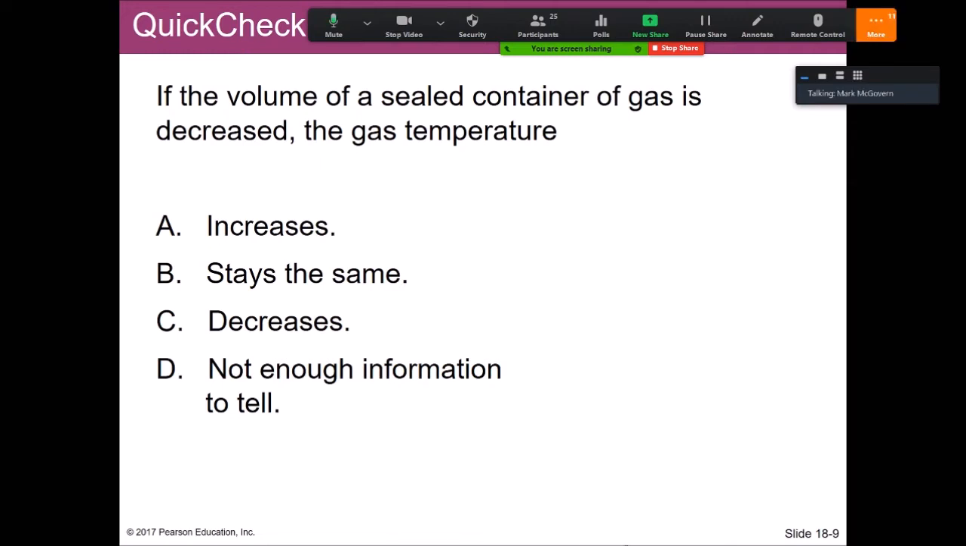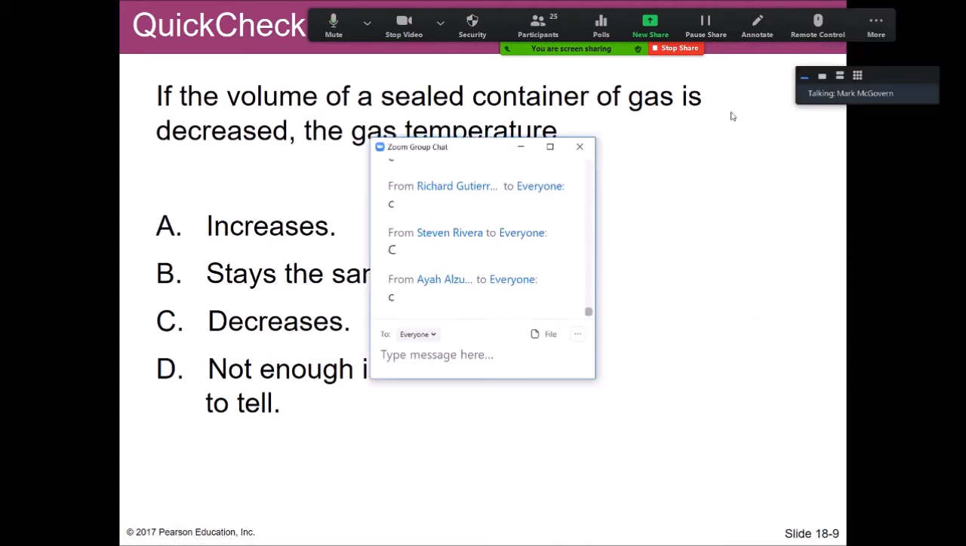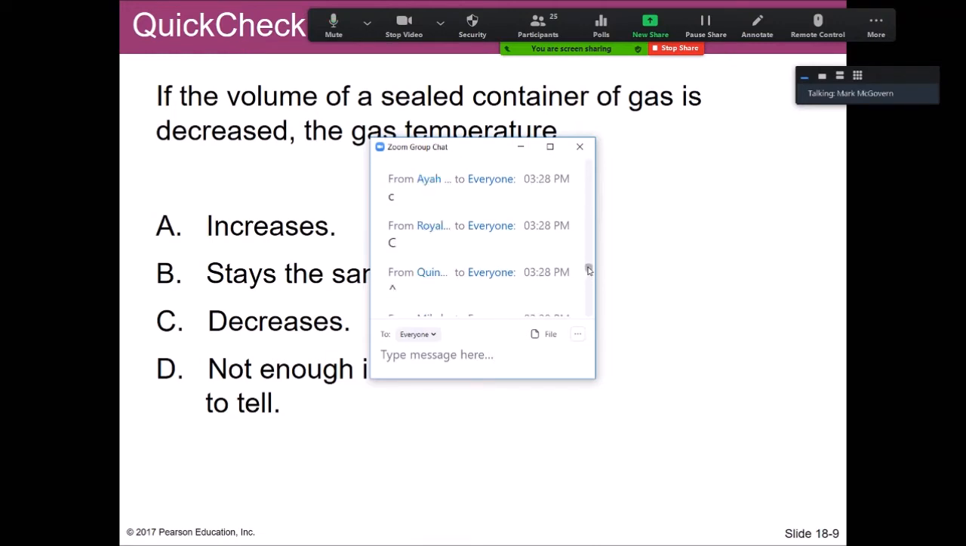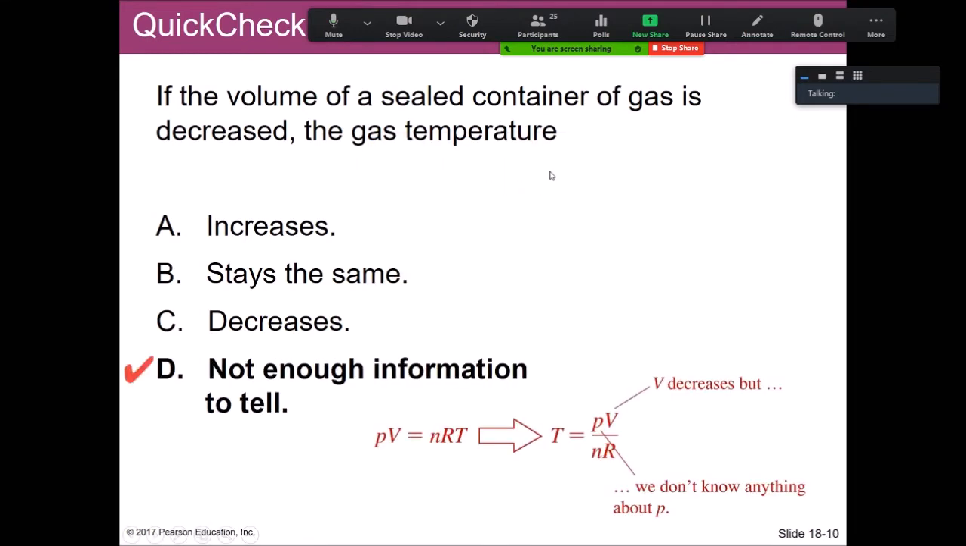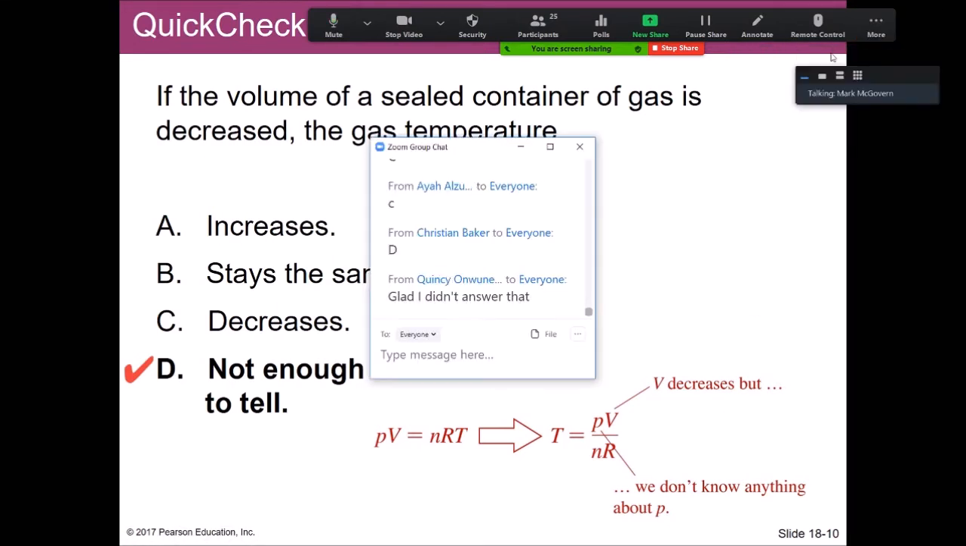What's going on? Where'd my mouse go? Oh, no. There's a missing mouse out here. Okay, I got it. A lot of C's. Almost everybody's saying C. Well, everybody. Sorry to disappoint you, but it's not C. It is D. Now, there's a couple of reasons why I'm doing this. There's a lot of factors that go in the ideal gas law. If you're trying to look for simple relationships between quantities, you need to know a lot of other factors involved. Okay?